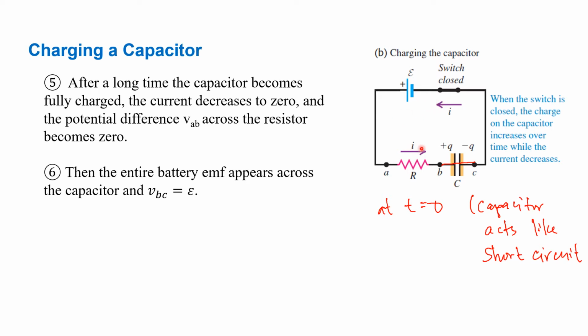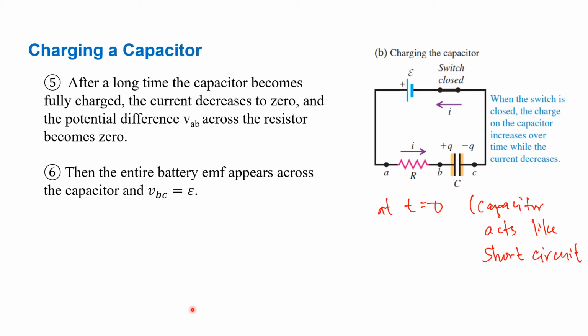your circuit decreases, signifying a decrease in voltage in your resistor and an increase in voltage in your capacitor. And after a very long time, the capacitor becomes fully charged and the current finally decreases to 0. So as you have said earlier, as you charge your capacitor, the current in your circuit decreases. And after a long time, the current decreases to 0 and the potential difference VAB across the resistor then becomes 0. The entire battery EMF then appears across the capacitor and your VBC, or the voltage across your capacitor, is now equal to your epsilon.